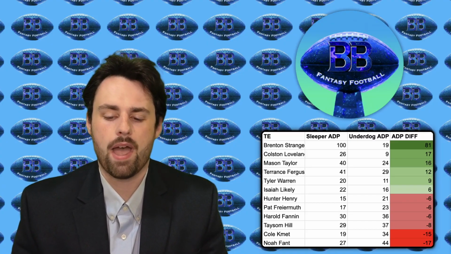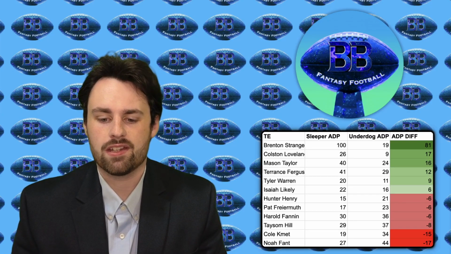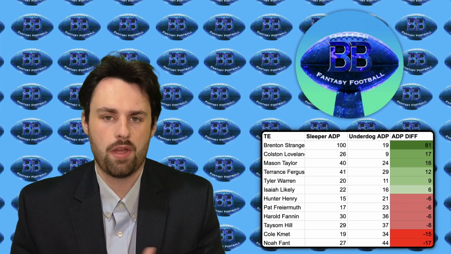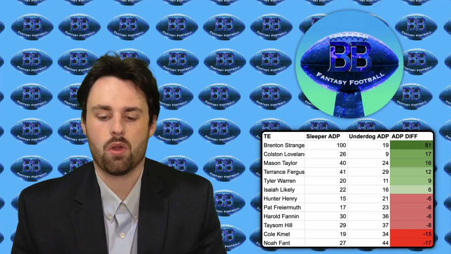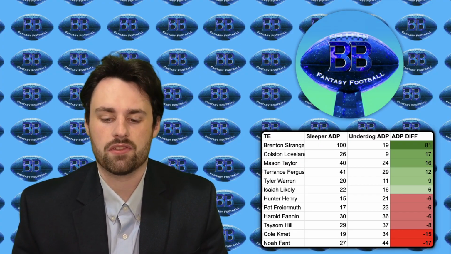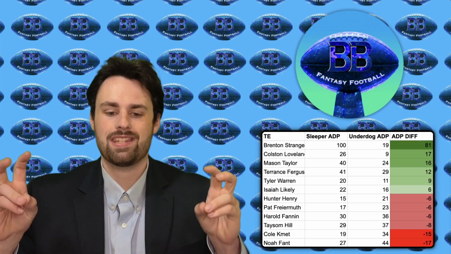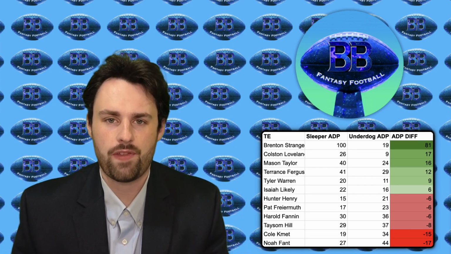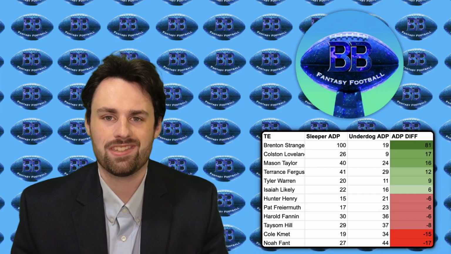Moving over to our tight ends going way too high on Sleeper. It's going to be Noah Fant and Cole Kmet, your worst tier coming off the board. Noah Fant is going 17 spots higher on Sleeper, and Cole Kmet 15 spots higher on Sleeper. These are two guys who were replaced. I say that because Noah Fant is definitely still the starting tight end for the Seattle Seahawks.